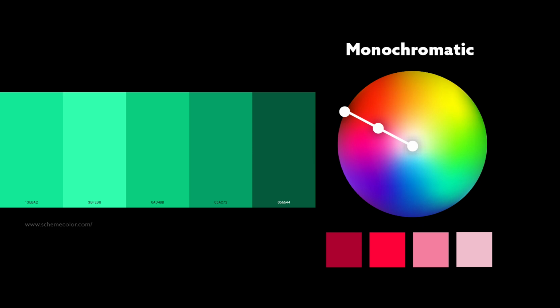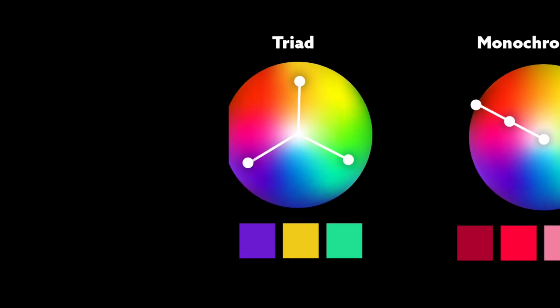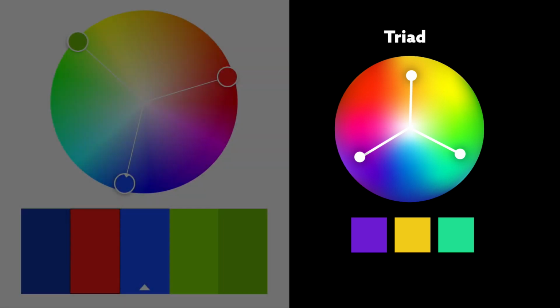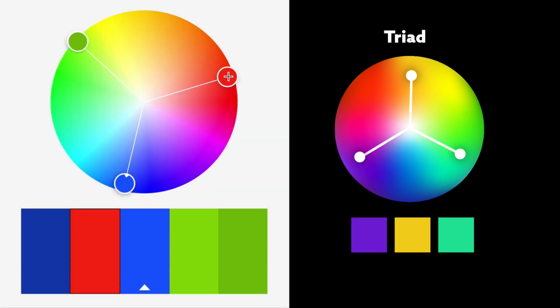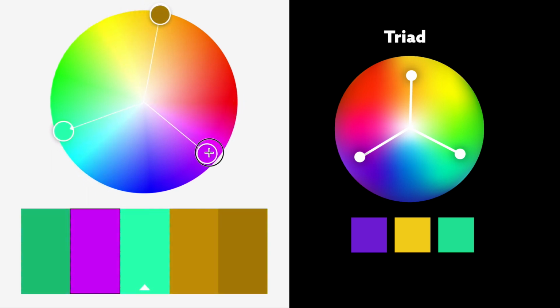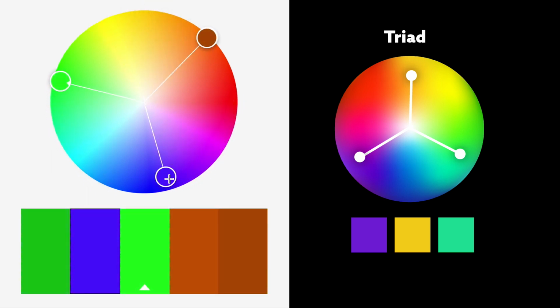You don't have to worry about multiple color hues. Next up is the triad harmony. This harmony contains three colors that are evenly spaced around the color wheel. This is the most vibrant, strong color harmony of the bunch, and it can be tough to use if all three colors compete with each other.